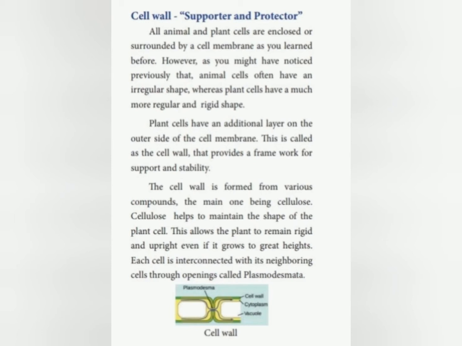The cell wall is formed from various components, the main one being cellulose. Cellulose helps to maintain the shape of the plant cell. This allows the plant cell to remain rigid and upright even if it grows to great heights.